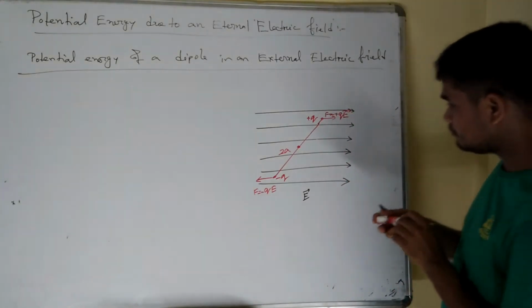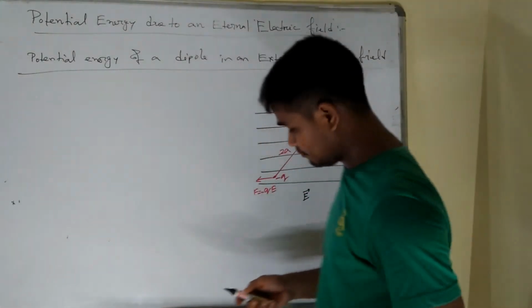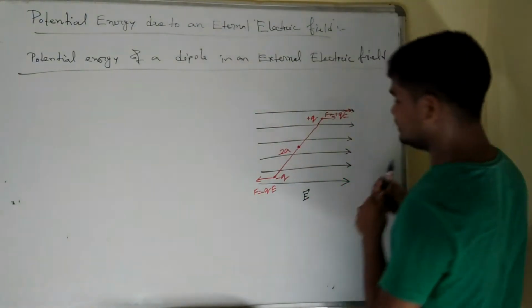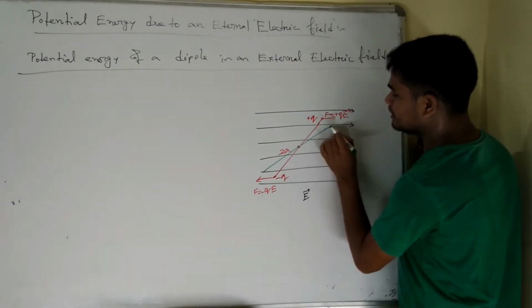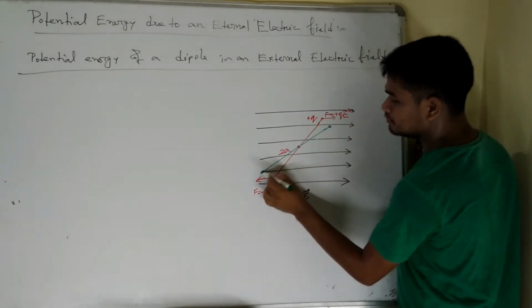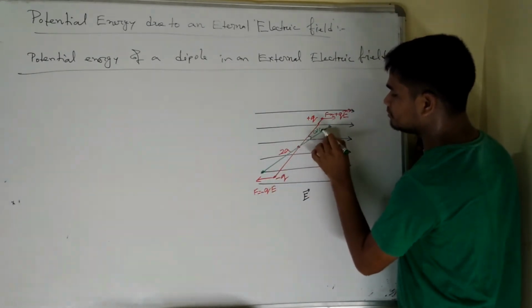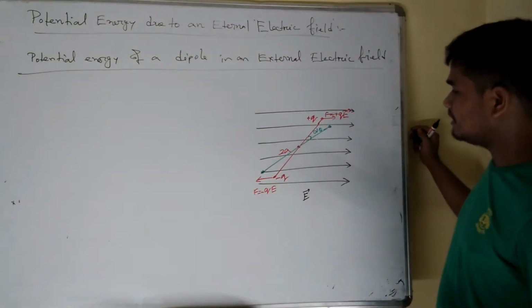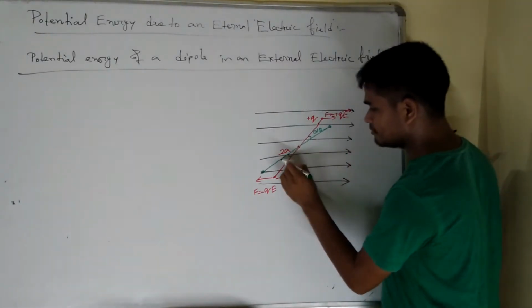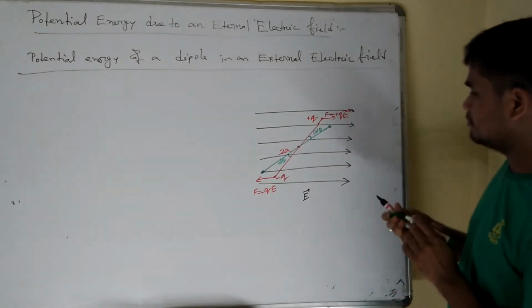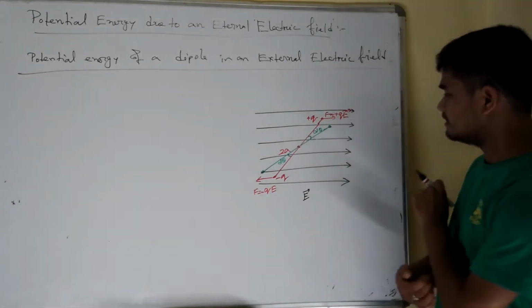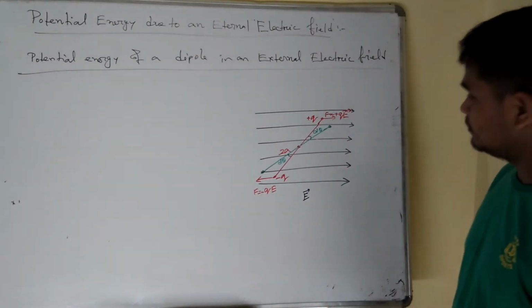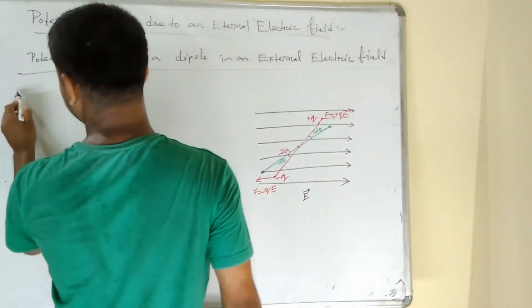Okay, now this dipole makes an angle d theta, that is, the angular rotation is how much? D theta.